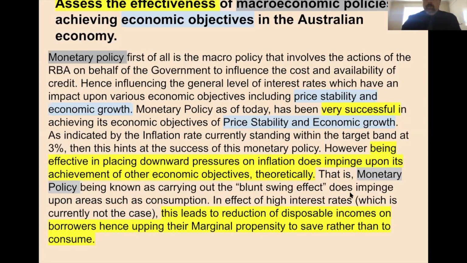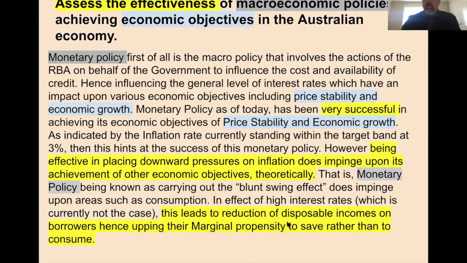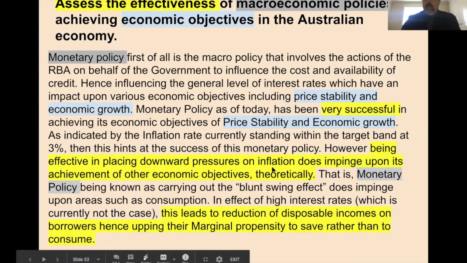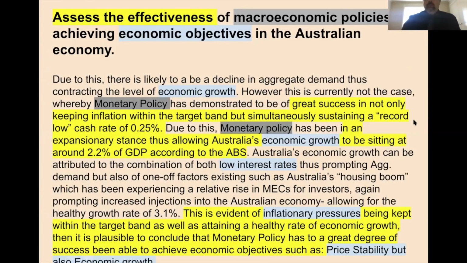That is, monetary policy is a blunt swing instrument. That's something you probably would have learned or will learn, and then it talks about consumption, etc. So this leads to a reduction of disposable income and marginal propensity to save rather than to consume. So there's some judgment of effectiveness here throughout our paragraph answer. And again, you can stop this and have a good look at the answer. The second part, I've just broken down. It's not fitting on one screen, just to make it easier to read.